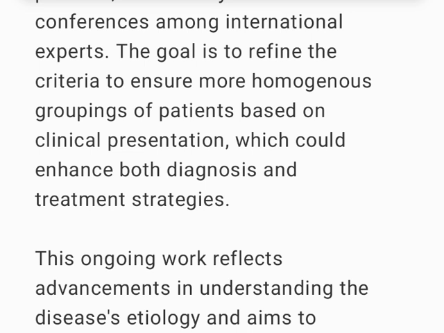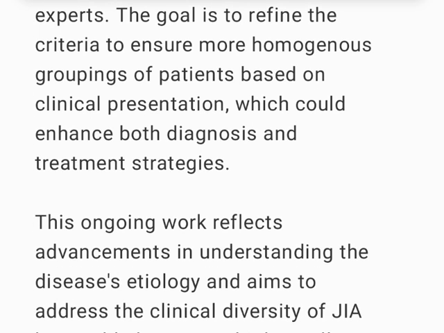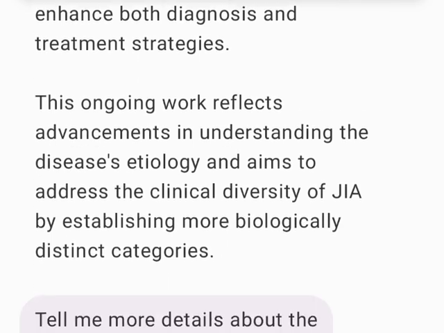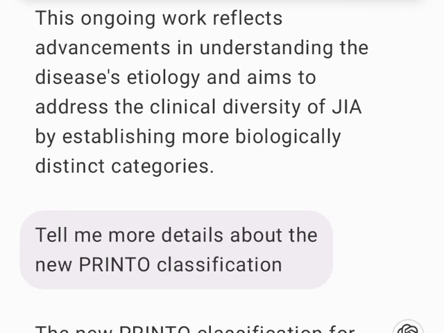The goal is to refine the criteria to ensure more homogeneous groupings of patients based on clinical presentation, which could enhance both diagnosis and treatment strategies. This ongoing work reflects advancements in understanding the disease's etiology and aims to address the clinical diversity of JIA by establishing more biologically distinct categories.